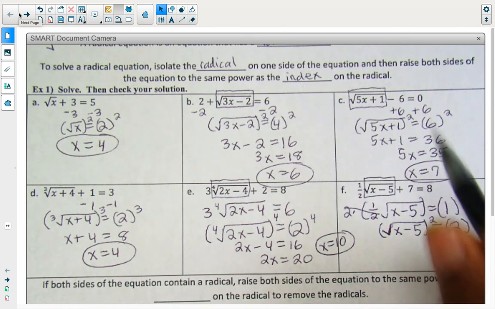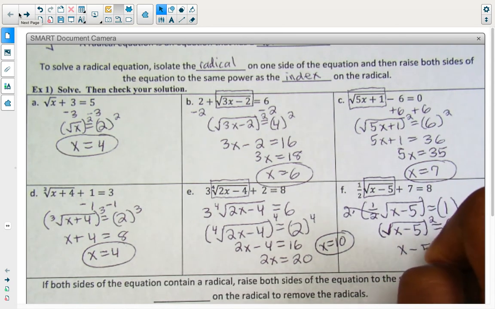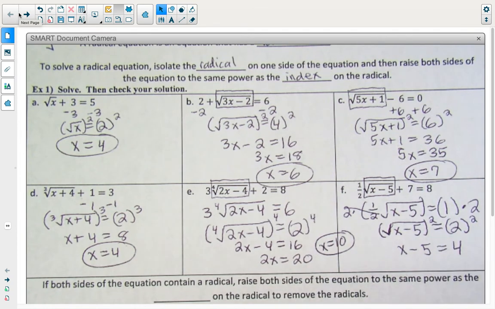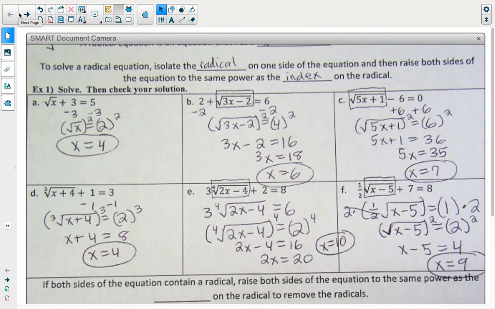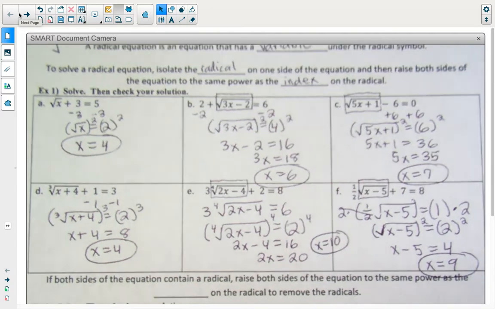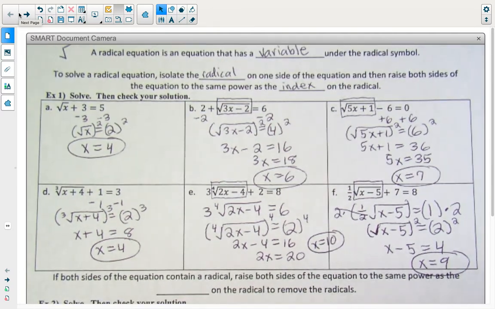Squaring and square rooting cancel each other out. So thus x minus 5 equals 2 times 2. And add 5 to both sides, got 9. So that's that. So that's the top half. So taking a look at those.